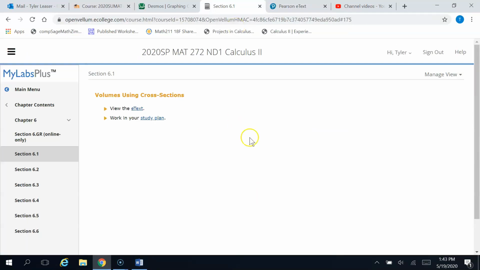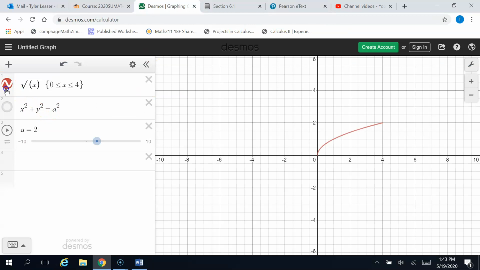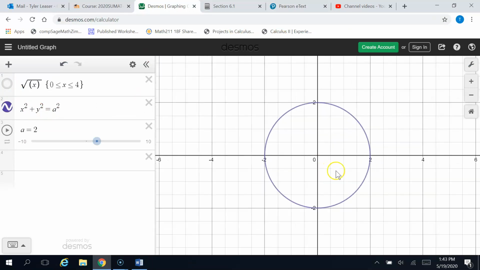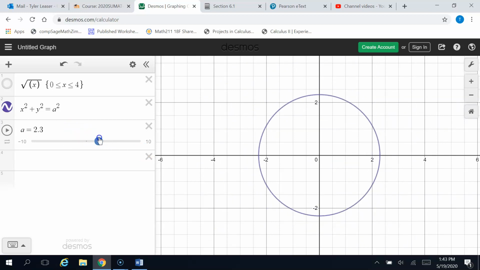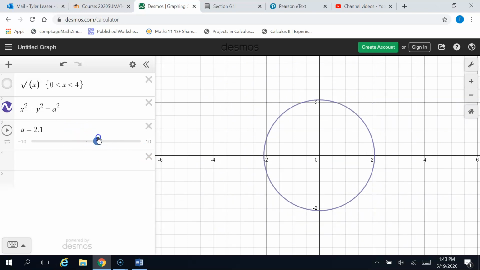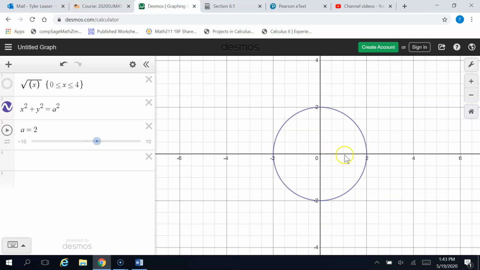So again, in Desmos here, I graphed a circle for us. I just graphed a circle of radius 2, although I did make a little slider here so we can move it all around to be fancy. So let's say we did have a circle of radius 2 and we're going to revolve that around the x-axis. Revolving this around the x-axis is actually going to make us a sphere. So really what we're doing is finding the volume of a sphere by using this area and revolving it around the x-axis.